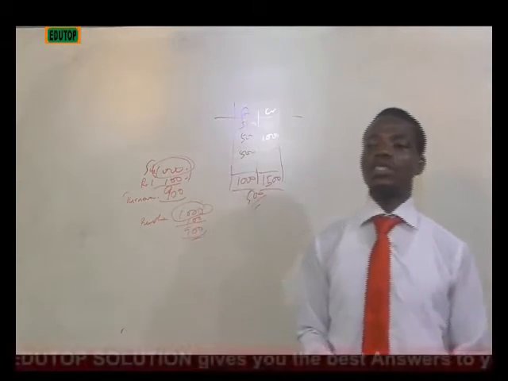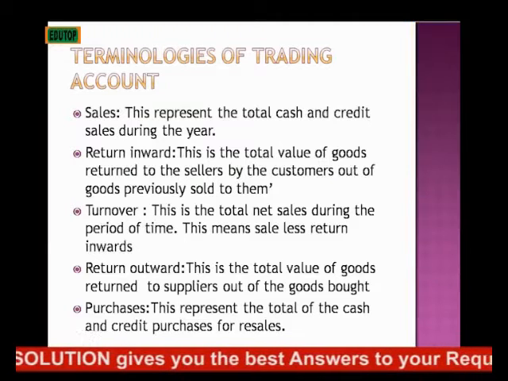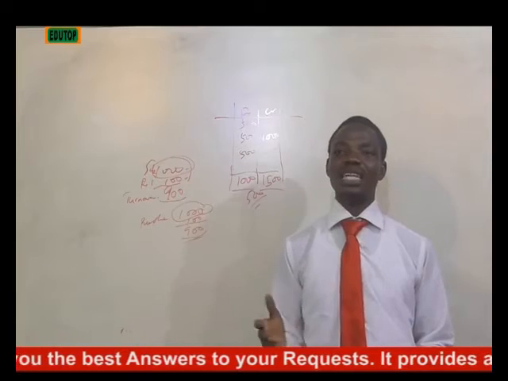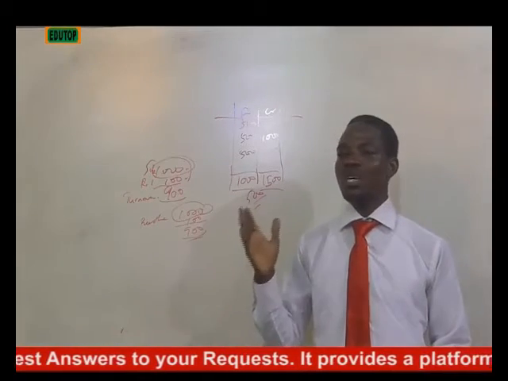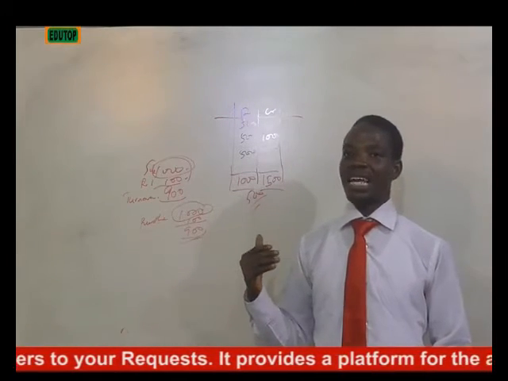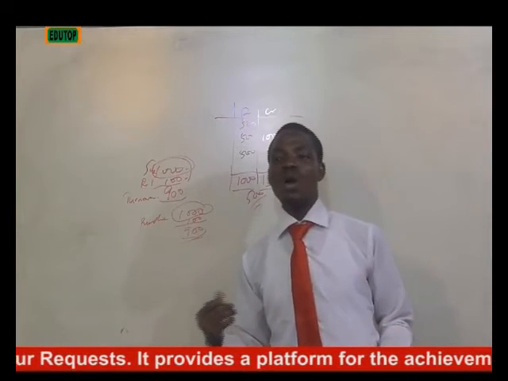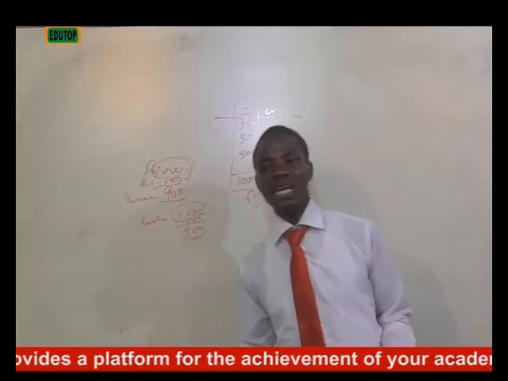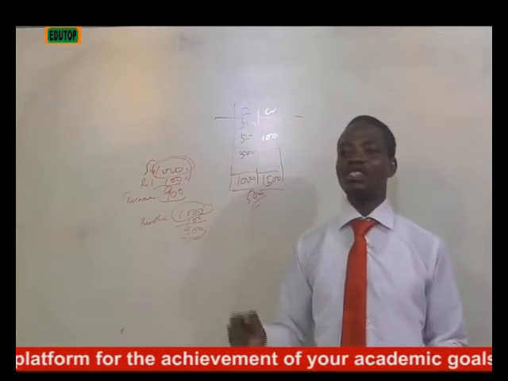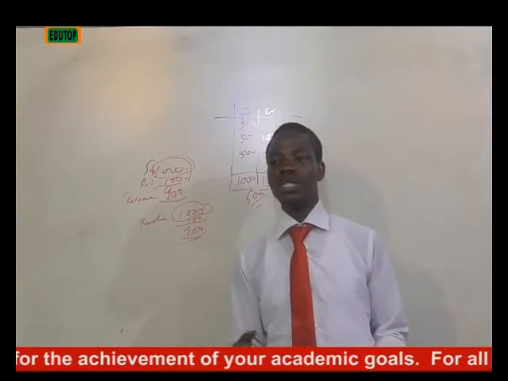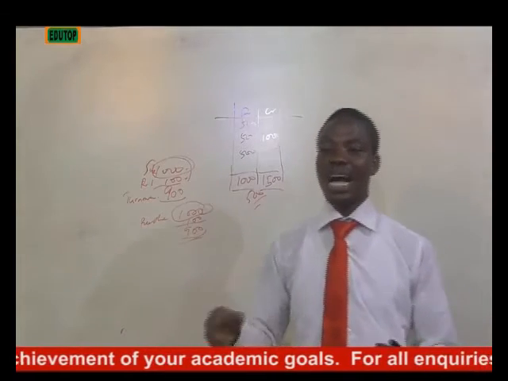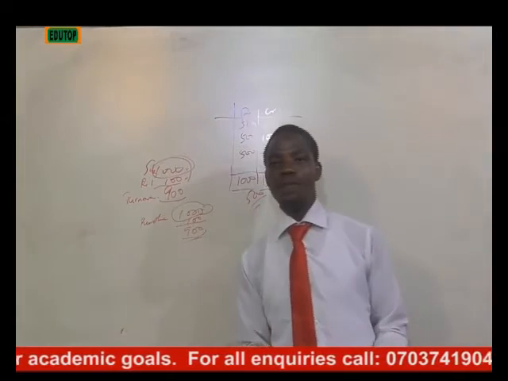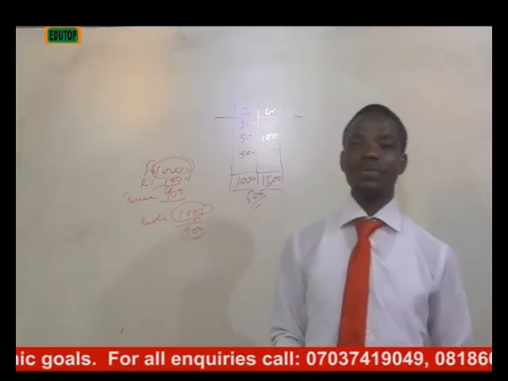Then purchases. Purchases represent the total of cash and credit purchases for the period. You could see that those items follow the techniques I gave you the other time when we were preparing trial balance. Those are also the rules you follow when preparing trading profit and loss, because it is also part of the double entry principle. So it represents the total cash purchases and the credit purchases during the period.